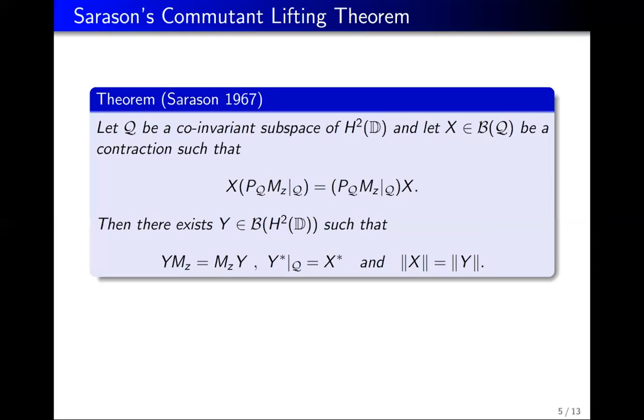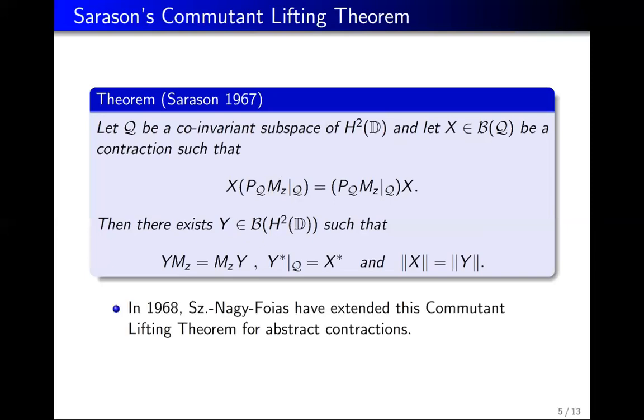So therefore, that is why people actually try to generalize it. In fact, immediately after Sarason proved this theorem, Nagy-Foias actually extended it for an arbitrary contraction. So what he did is that he replaced this compression of M_z to Q by an arbitrary contraction, and he proved an analogous theorem in that case. That's probably 1968, just after this.